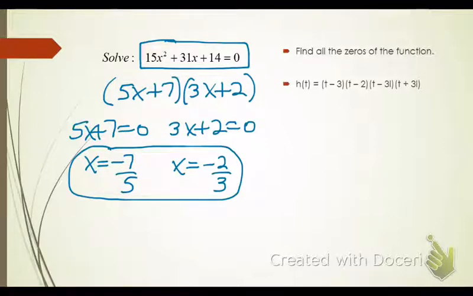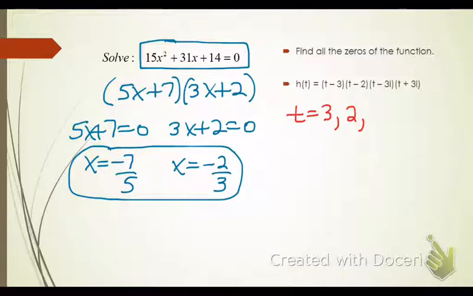If we're given a function, like we have in the second example, that is already factored for us, and we want to find all the zeros, then we just have to take the opposite of what we see in the parentheses. So if our factor is t minus 3, our zero is positive 3. If our factor is t minus 2, then our zero is positive 2.